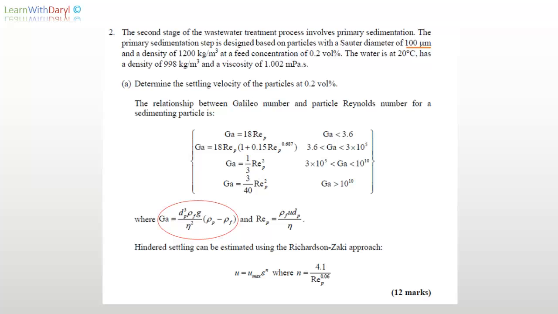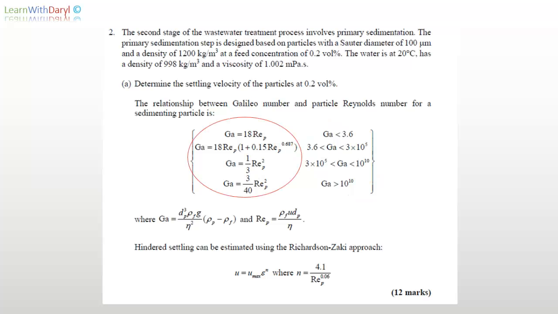Step 2: Use the encircled equation to calculate Ga, the Galileo number. Pay attention to the unit of diameter, which should be in meters and not microns when substituted in that equation. Step 3: Once Ga is calculated, find the range in which it lies and select the correct correlation that defines the calculated Ga value.